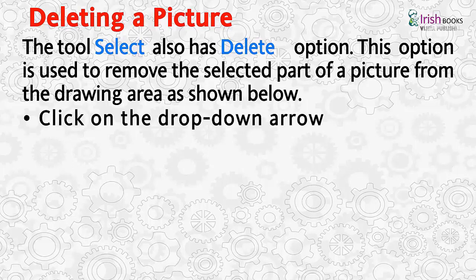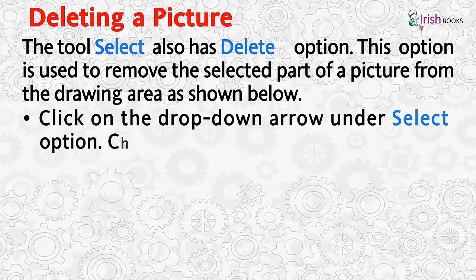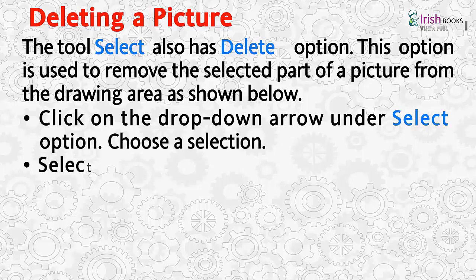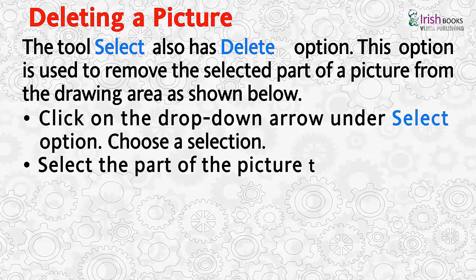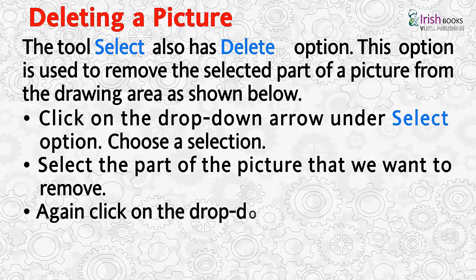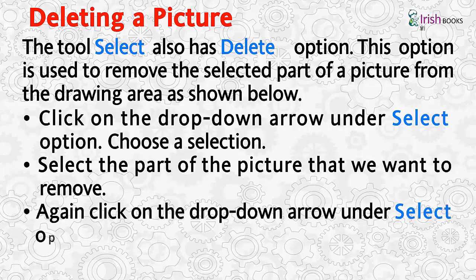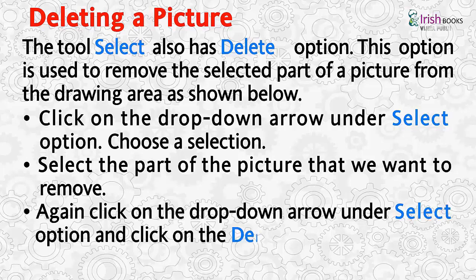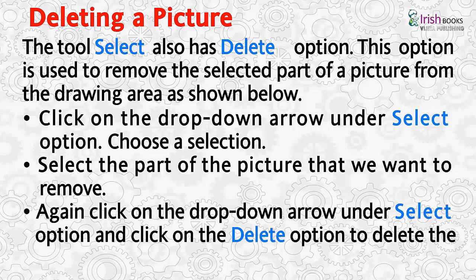Click on the drop-down arrow under the Select option. Choose a selection. Select the part of the picture that we want to remove. Again, click on the drop-down arrow under the Select option and click on the Delete option to delete the selected part.